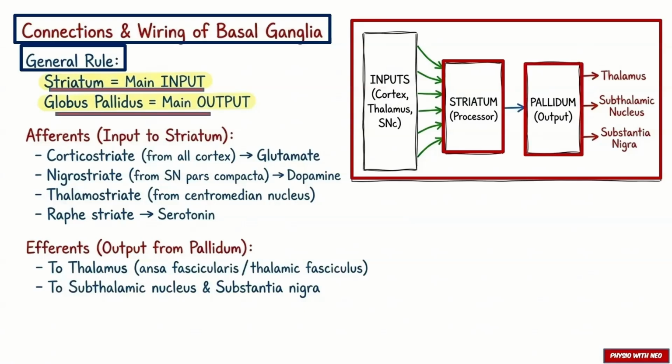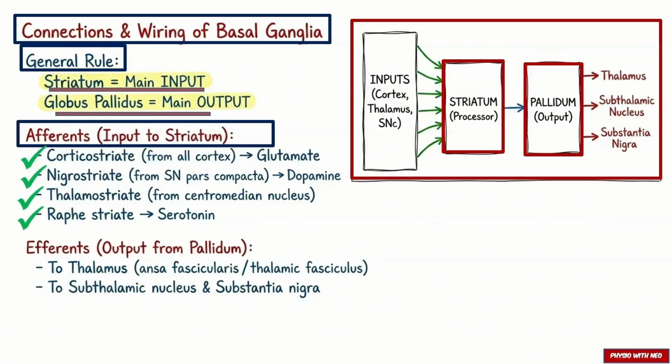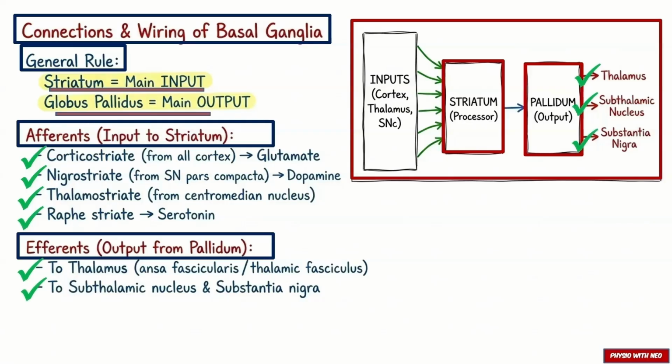The afferents, that is input to the striatum, mainly come from corticostriate fibers, that is from all cortex through glutamate; nigrostriate from substantia nigra pars compacta through dopamine; thalamostriate from centromedian nucleus of thalamus; and raphostriate through serotonin. Now the striatum processes the information, then the signals travel through the globus pallidus and substantia nigra, and finally the information reaches the thalamus. And from thalamus, the corrected signals go back to the motor cortex.